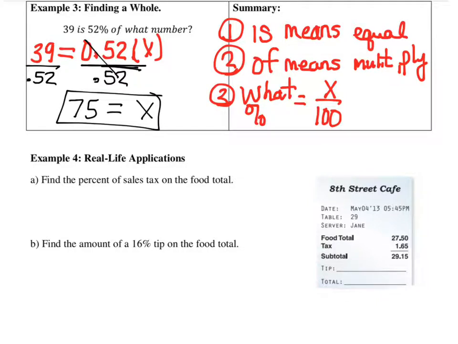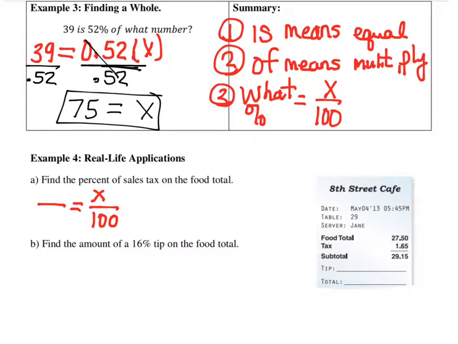Let's look at our last example, the real life application. Find the percent of sales tax on a food total. So when we look at our receipt here, we have a tax, a food total, and then the subtotal with everything added in. So we want to set up a percent proportion. Remember, that's is over of equals percent over 100. The 100 never changes. And they want to know, find the percent of sales tax. So that means that we do not know what the percent is. But we have a tax over the food total.